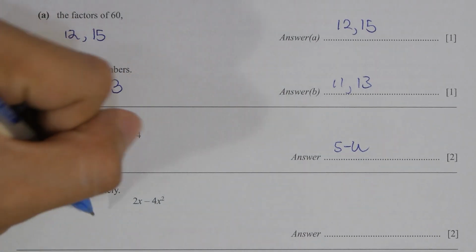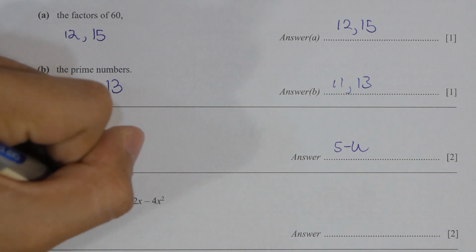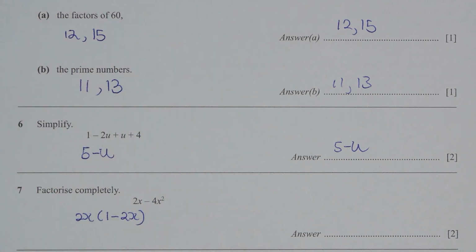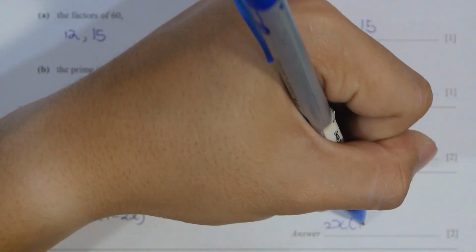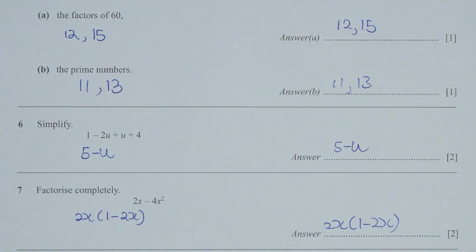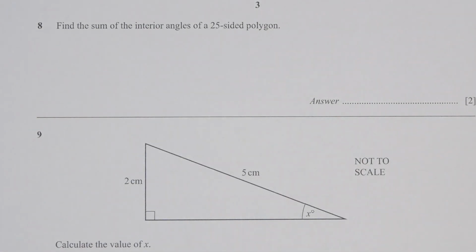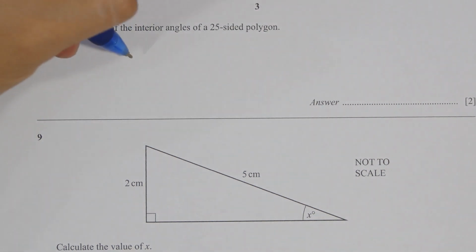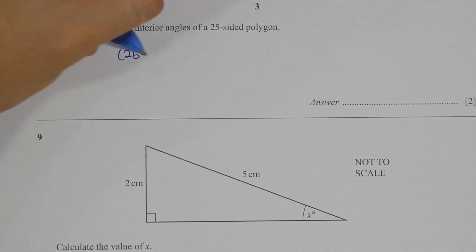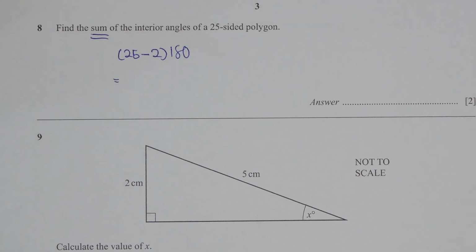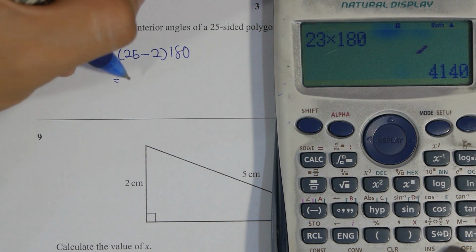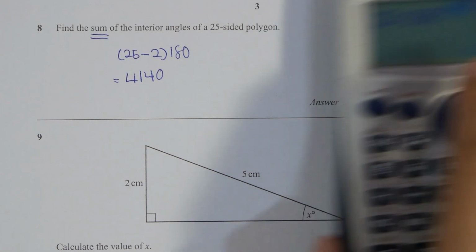Whereby for question 7, I extracted 2x from both of the variables. Then I'm left with a bracket 1 minus 2x bracket. Question 8, the sum of the interior angles of 25 sides polygon. So sides minus by 2 multiplied by 180. Then you get the final results as 4140.